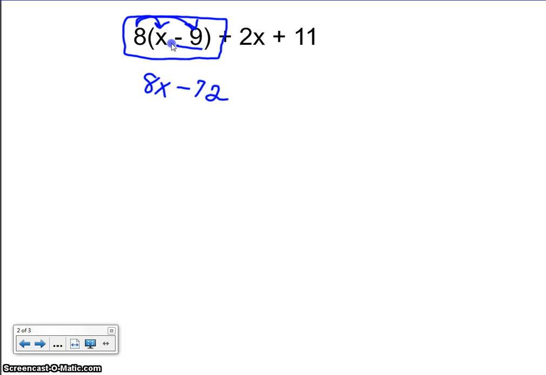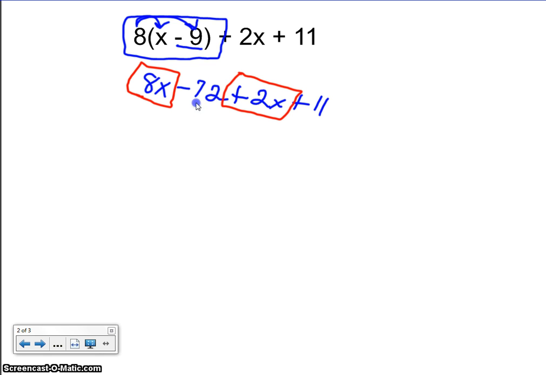Now that I've completed my distributive property, I can take the rest of the terms that are in this expression and just bring them down. So plus 2x plus 11. Alright, so now looking at this, I notice that I have some members of the families that I can combine. So we're going to look for combining our like terms. So I have an 8x. The other member of the x family is the positive 2x. And that's it for the x family.